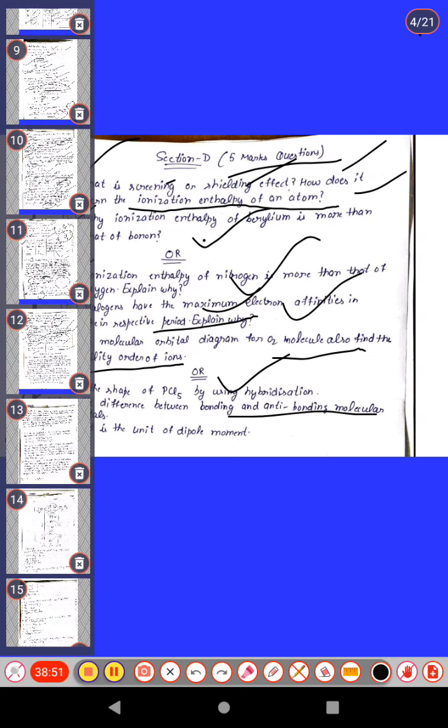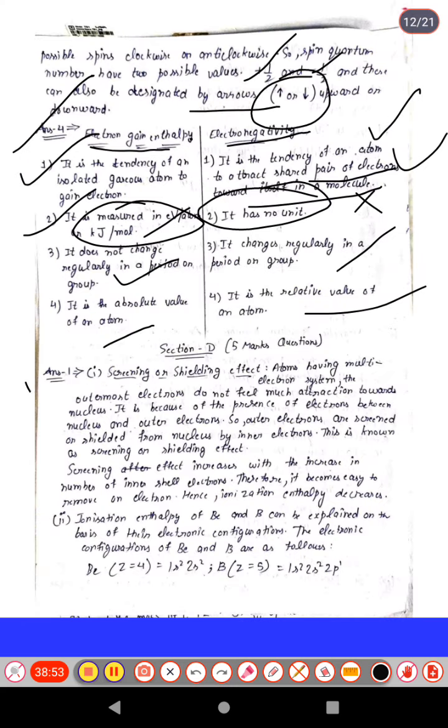So first is screening or shielding effect. The answer is: in an atom having a multi-electron system, the outermost electron does not feel much attraction toward the nucleus, and it is because of the presence of electrons between the nucleus and the outermost electron. So the outermost electron is screened or shielded from the nucleus by the inner electrons. This is known as screening or shielding effect.